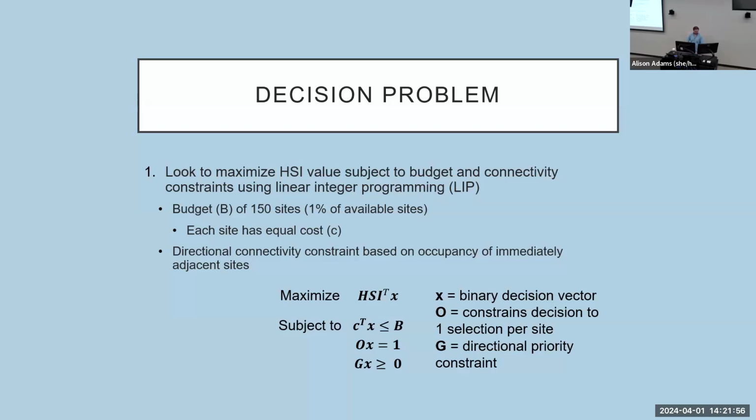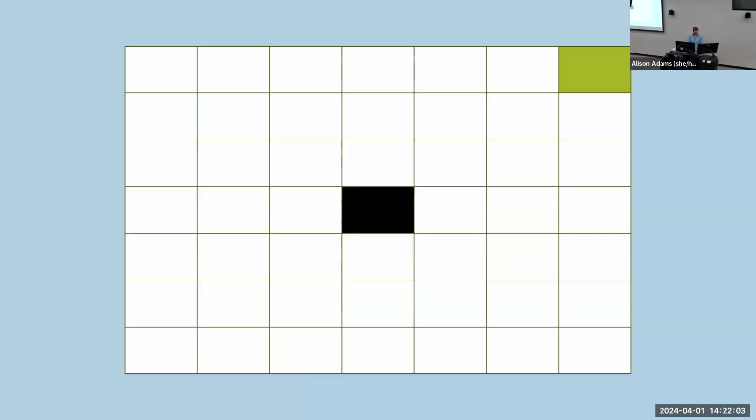I then incorporate a directional connectivity constraint based on occupancy of immediately adjacent sites. Don't worry, I have a slide explaining what that means. So here, if we consider the black cell to be an occupied site and say we want to choose this green site, traditionally we just restore that green site and call it a day. However, if we want to make sure that we're connected to the existing occupied sites, we first need to consider the immediately adjacent sites. We can restore that one, which opens up these ones, which restores that one.